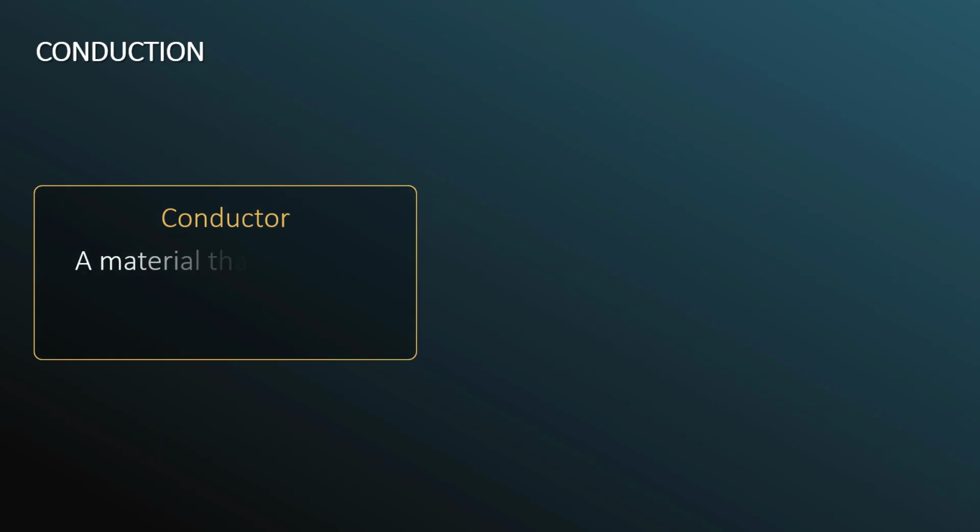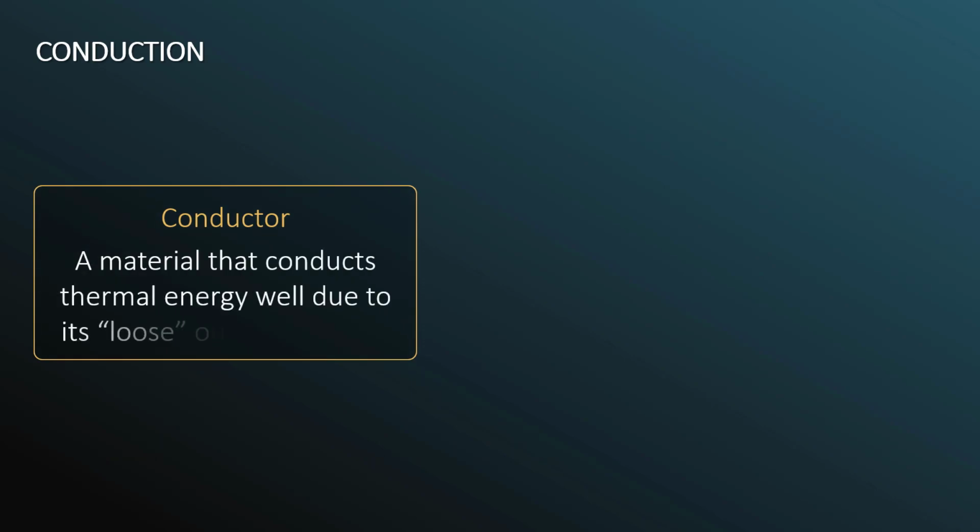So a conductor, as we've already discussed, is simply a material that conducts thermal energy well, and this is due to its outer electrons. And because metals have the loosest outer electrons, they are the best conductors of heat and electricity. Silver is actually the best conductor, followed by copper and gold, but other materials that aren't metal can also be good conductors of thermal energy.